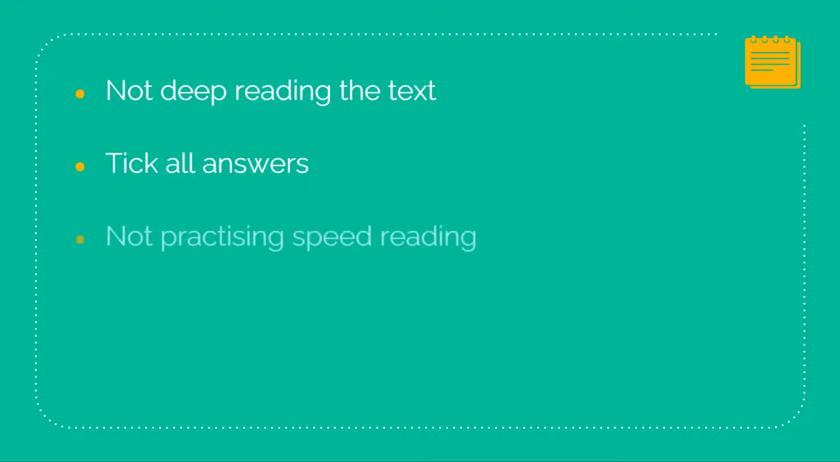Mistake number 3. Not practicing speed reading. Speed reading is very essential for all PTE reading tasks. So make sure you practice enough speed reading. This will help you to solve the questions quicker. Mistake number 4. Skipping the questions. If you feel these questions are time-taking and difficult, please use the strategies and prepare well for this question type, instead of just skipping them.